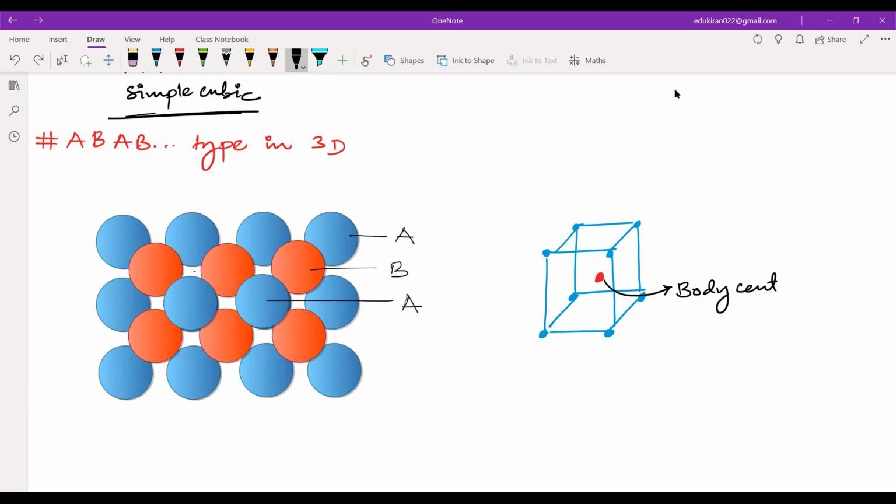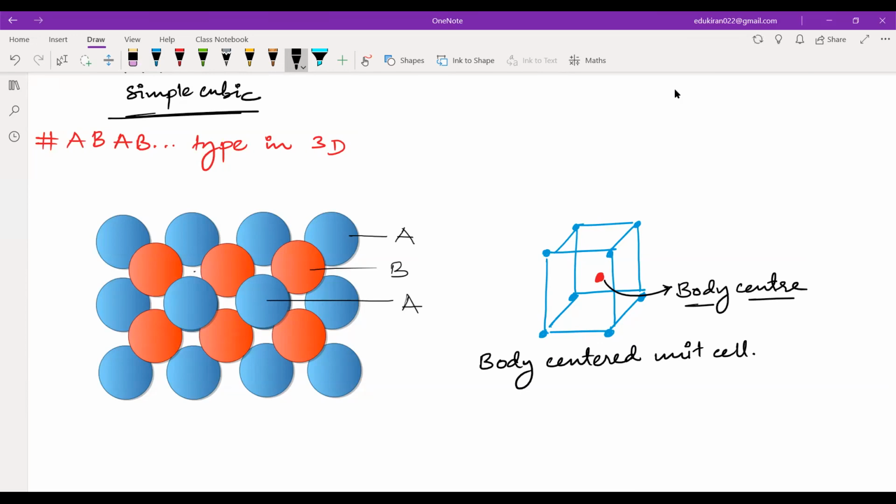Can all of you see that? Yes or no? Please tell me. Yes, sir. The red atom will be in the body center of this unit cell. So this unit cell is known as body centered unit cell.